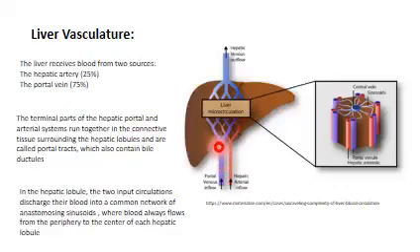However, the portal vein carries deoxygenated blood. However, this blood is rich in nutrients and rich in metabolites. These two blood supplies, these two sources, enter into the parenchyma of the liver, and they fuse together, forming a network of anastomosing sinusoids.